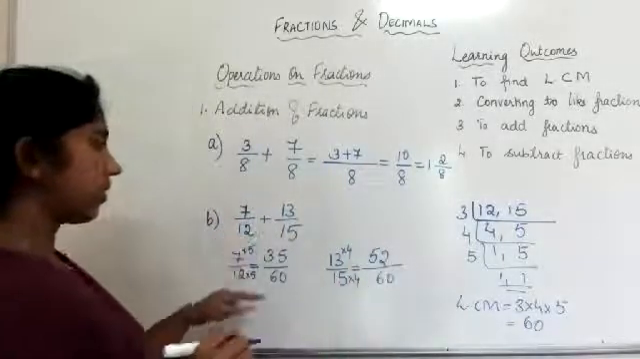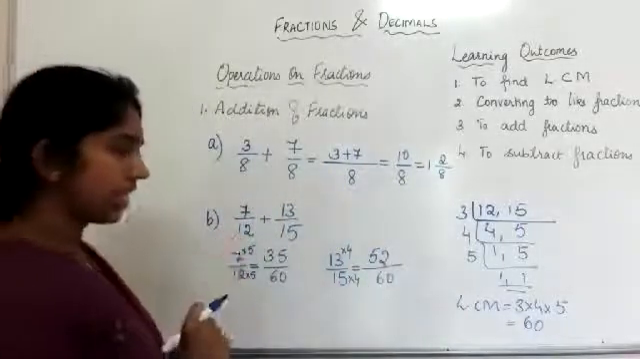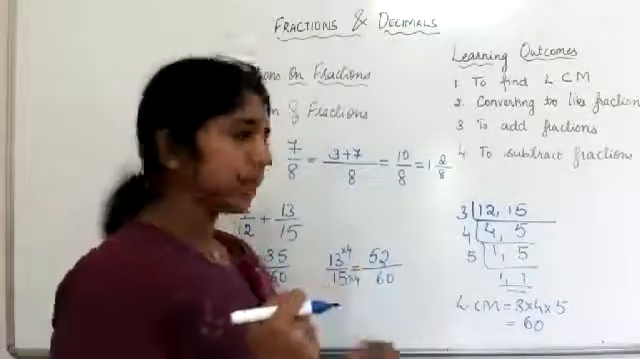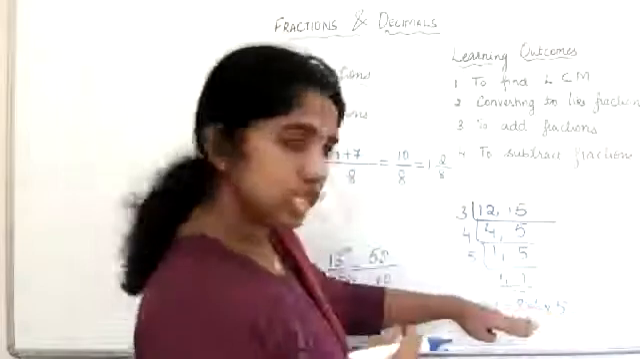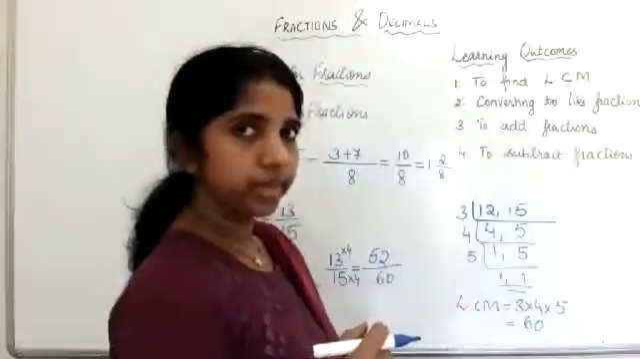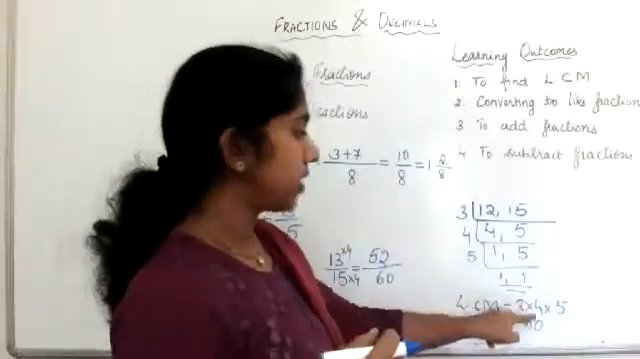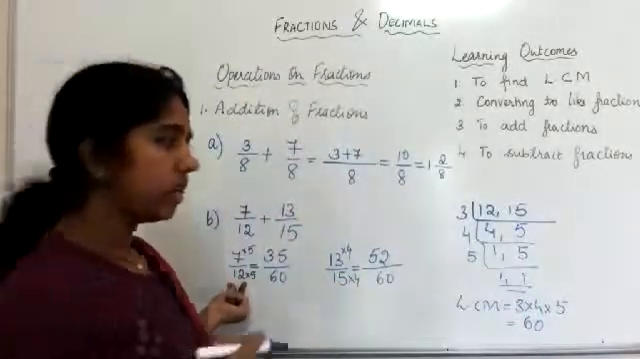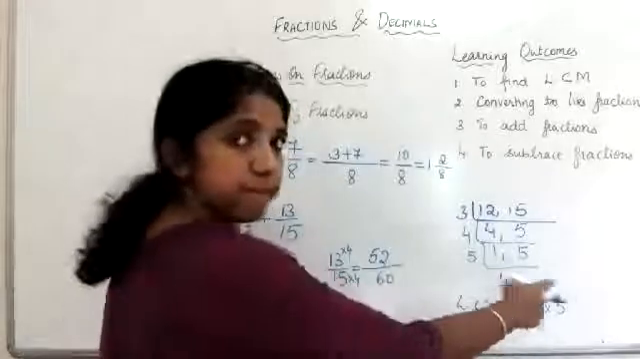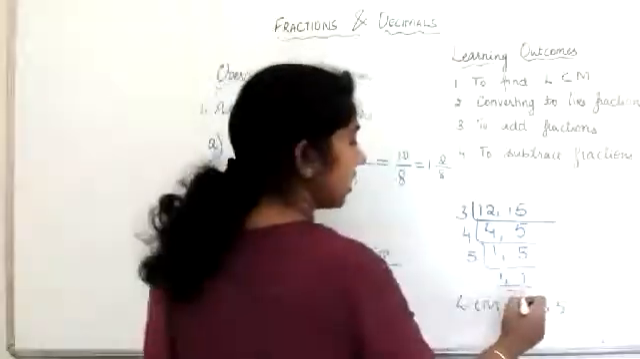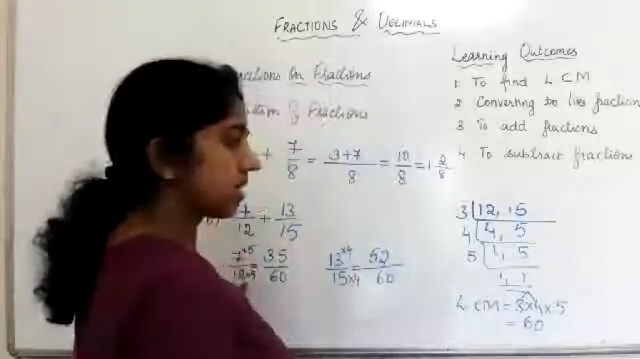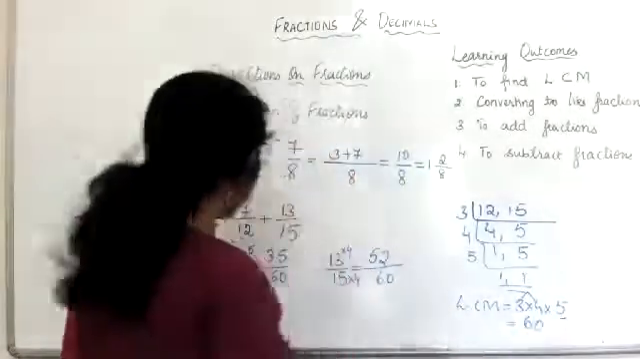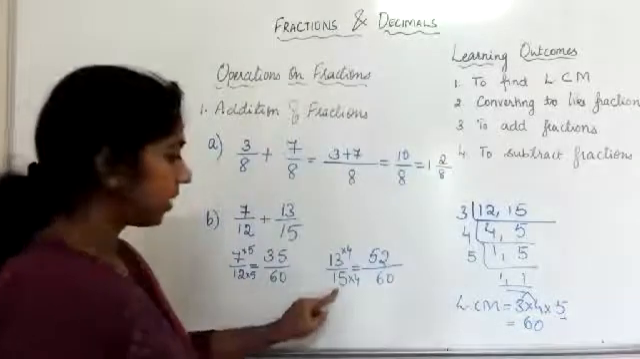Now we have to add these two. Before that, I'll give a hint on how to find these factors. You have written the LCM as 3 into 4 into 5. Now make a combination. The denominator is 12, so from these LCM factors, where is 12? 3 into 4 is 12. So which number should be multiplied to get 60? That is 5. So you can directly do it here.